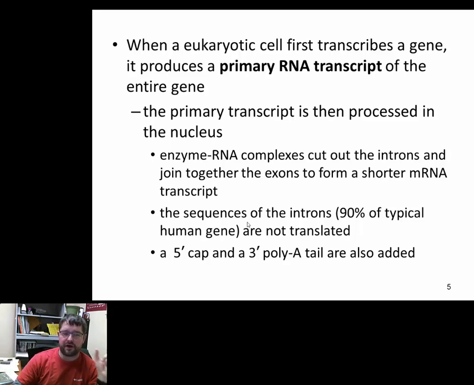After that's all done, and you've removed all the introns, and you've spliced all the exons together, then we put what we call a 5' cap on and a poly-A tail. So you cap the ends of this messenger RNA so it doesn't unravel, so it's protected. That 5' cap is important because that 5' cap is recognized by the ribosome and the ribosomal RNA.